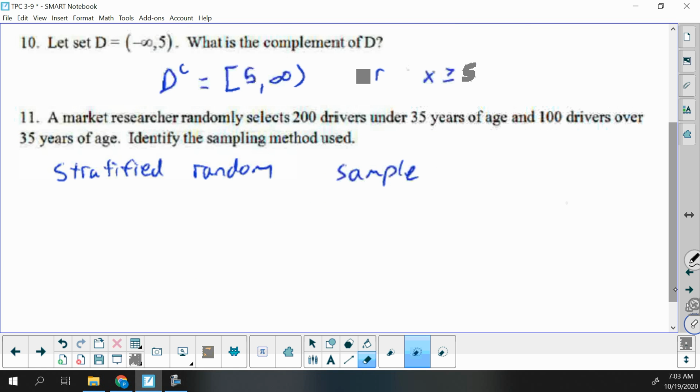And in 11, if you're dividing them into groups first and then randomly selecting, that's a stratified random sample. So if you split them into groups and then do the random selection, stratified random sample.